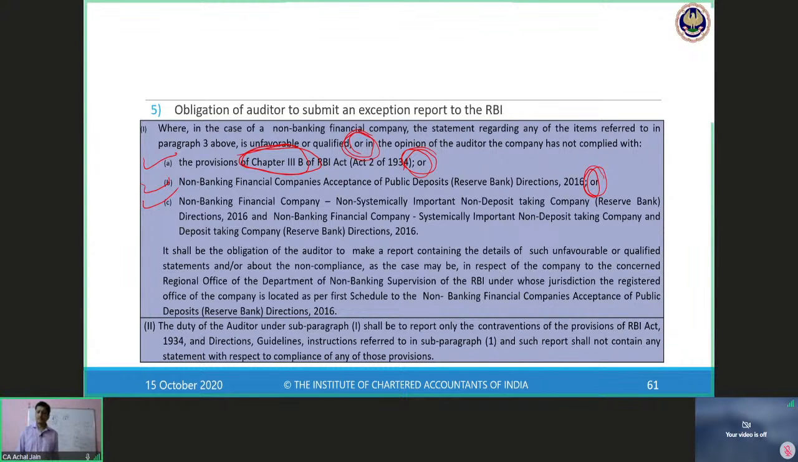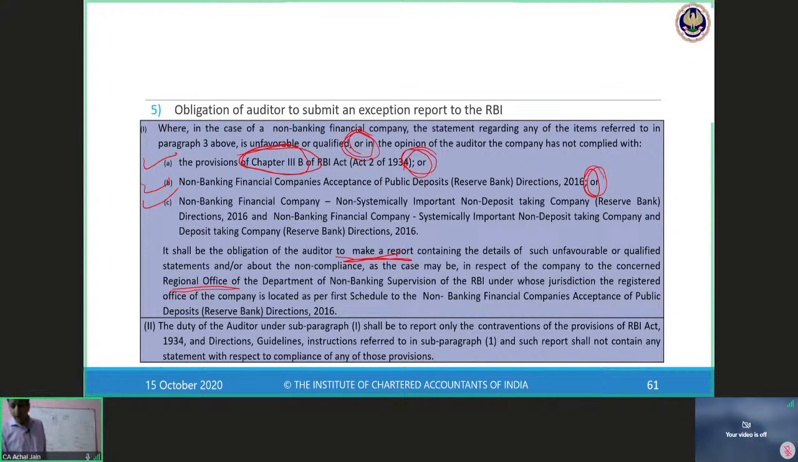In such a case, it shall be the obligation of the auditor to make a report containing details of unfavorable or qualified statements, or about non-compliance of any of these provisions in respect of the company to the concerned regional office. So auditor will report to the concerned regional office.